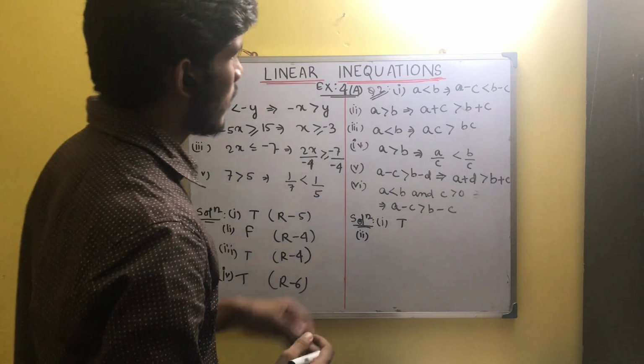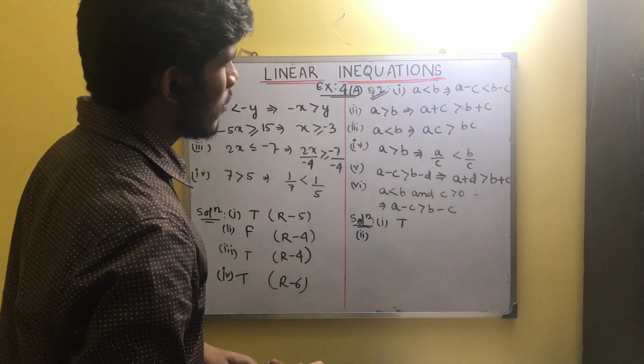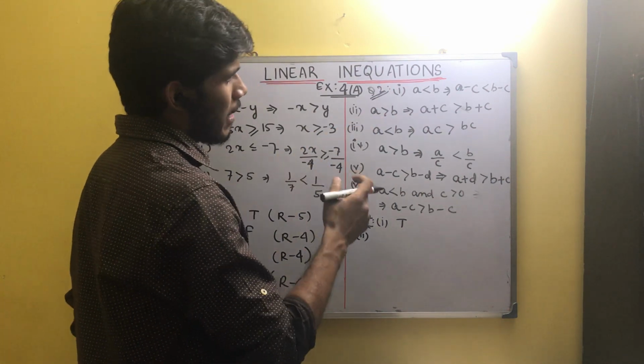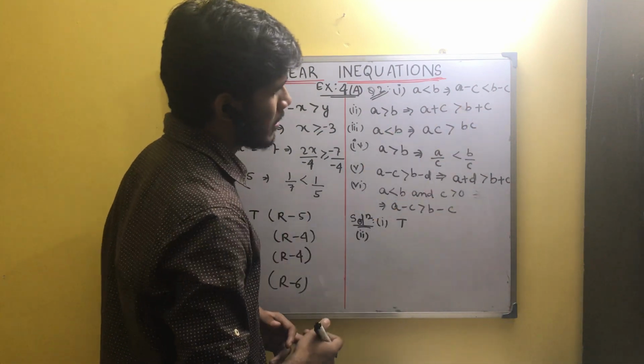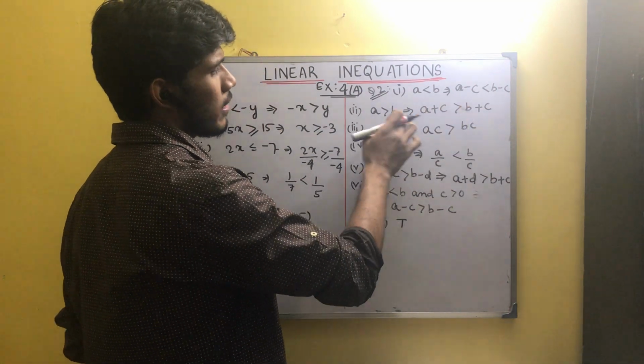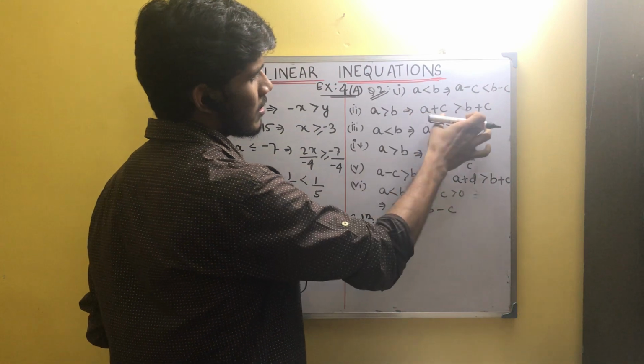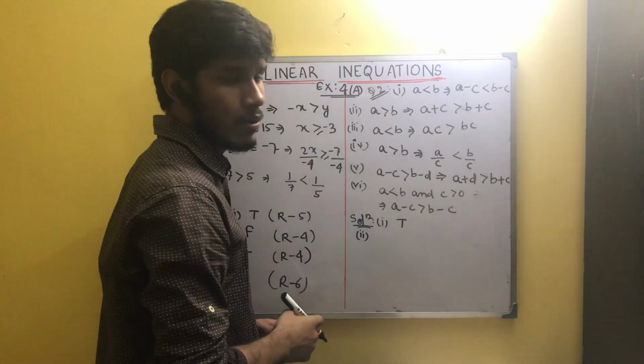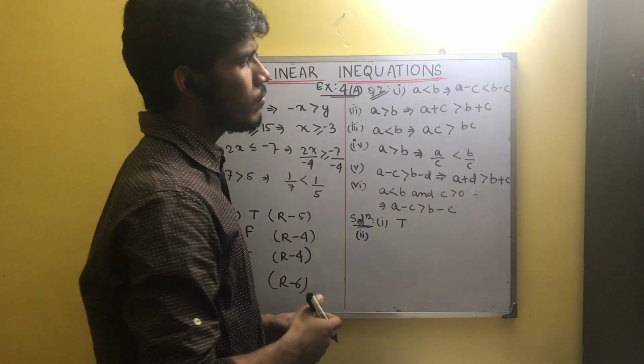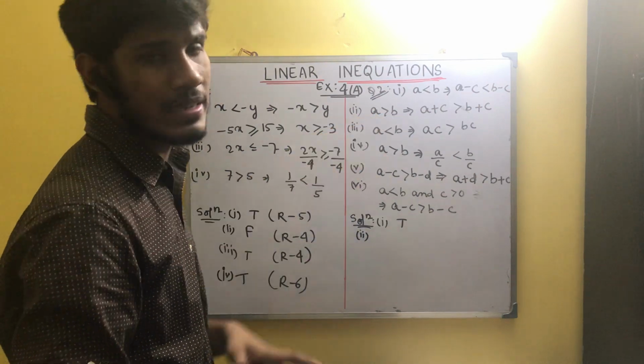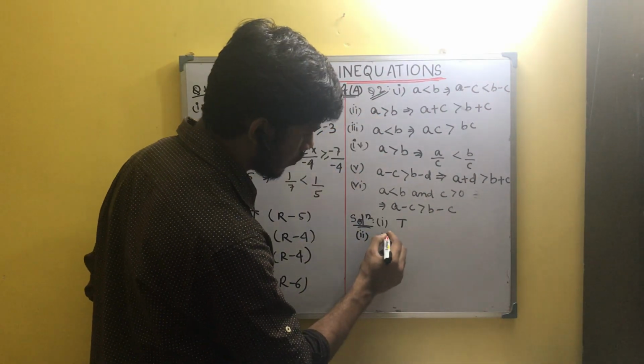Now the second part, a is greater than b, that implies a plus c is also greater than b plus c. Obviously again it is true, because if you add the same thing to both sides of an inequality, the inequality sign will not change. So this is also true.